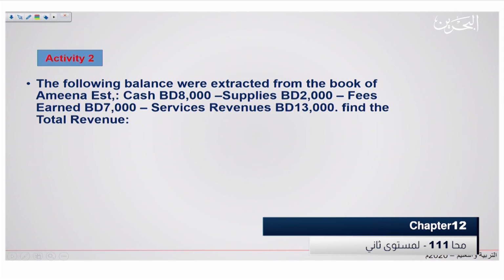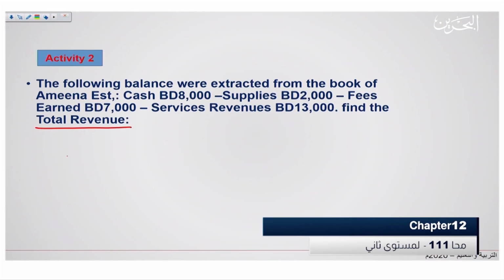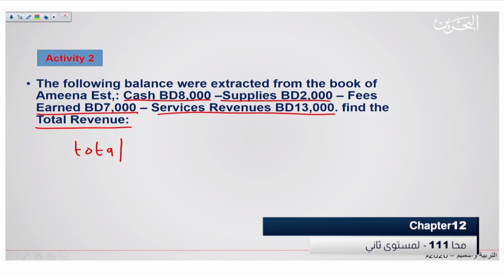Next activity mixes assets with revenues, but what they want is the total revenue. So we will read it all together. Following balances were extracted from the books of Amina. We have cash 8,000 BD, supplies 2,000, fees earned 7,000, service revenue 13,000, and they want us to find the total revenue. So I will eliminate now anything not related to the revenue.